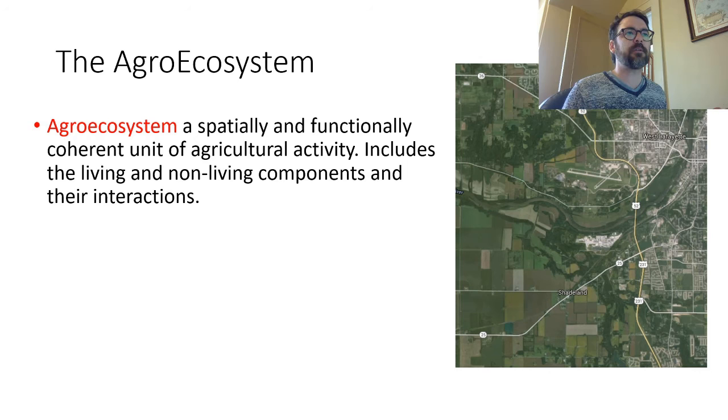So here is the greater West Lafayette area, or at least sort of southwest of town. The agroecosystem is defined as a spatially and functionally coherent unit of agricultural activity. It includes, remember it's an ecosystem, so it includes living and non-living components and their interactions. Remember our definition of the ecosystem was that it was the communities plus the abiotic environment.